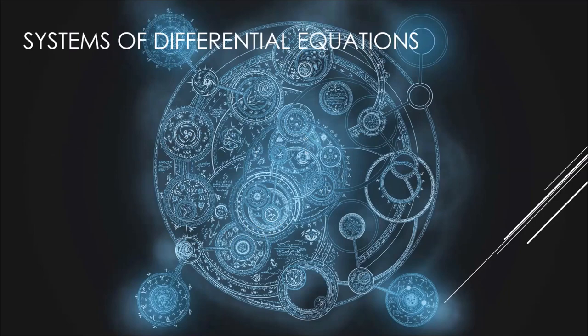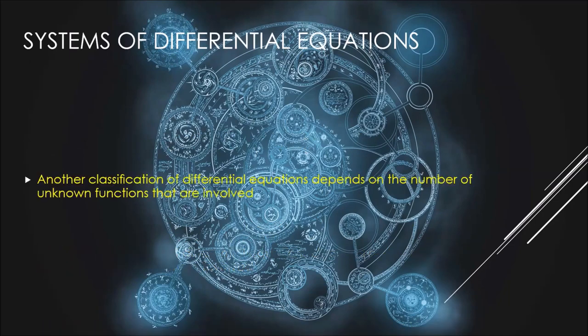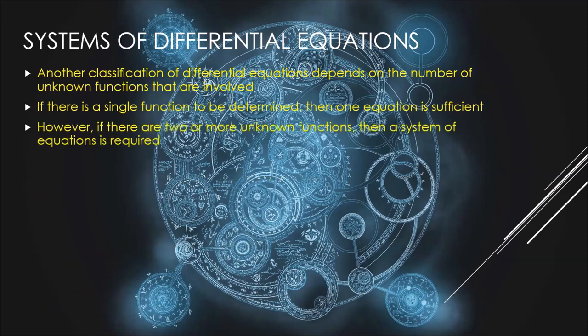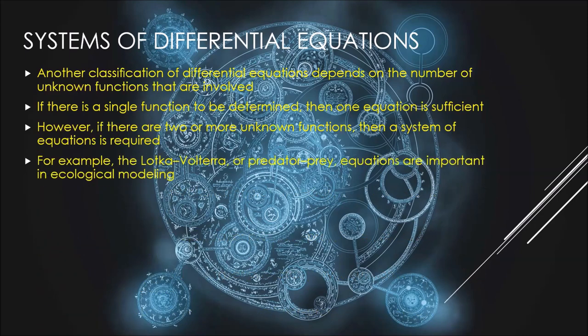Systems of differential equations. Another classification of differential equations depends on the number of unknown functions that are involved. If there is a single function to be determined, then one equation is sufficient. However, if there are two or more unknown functions, then a system of equations is required. For example, the Lotka-Volterra or predator-prey equations are important in ecological modeling.